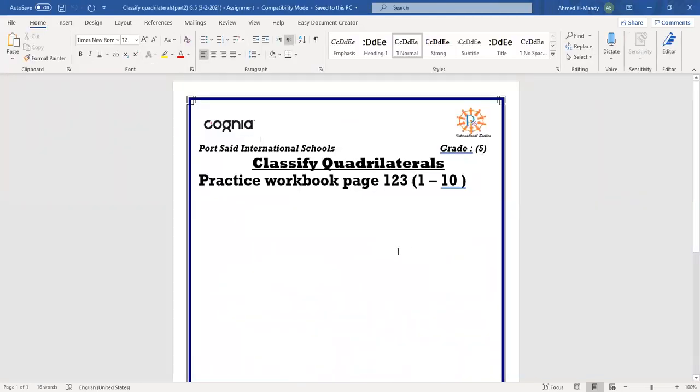Okay guys, this is today's homework. Page 123. All the page, from 1 to 10.